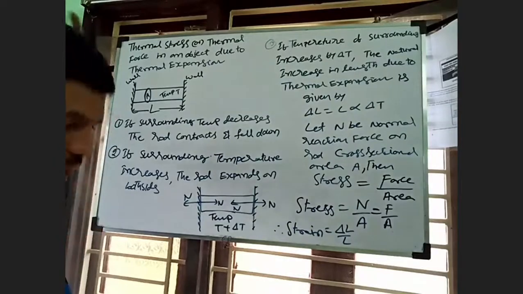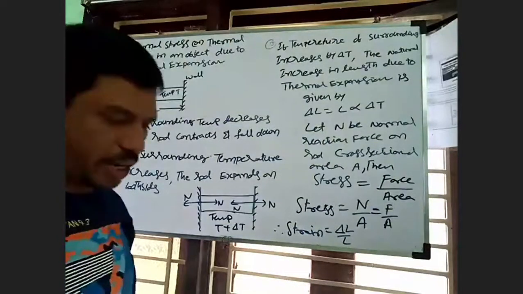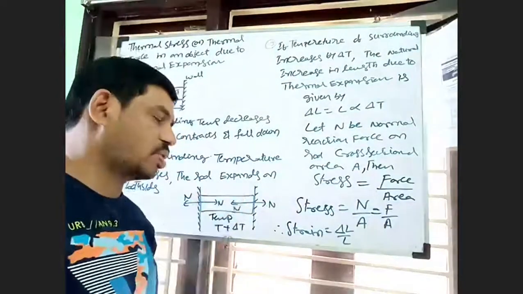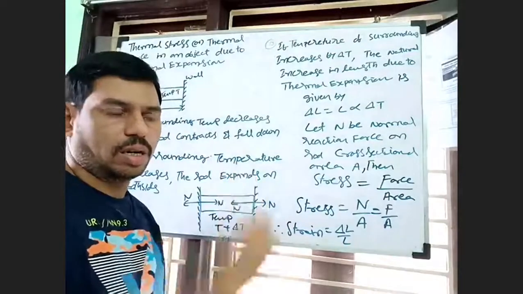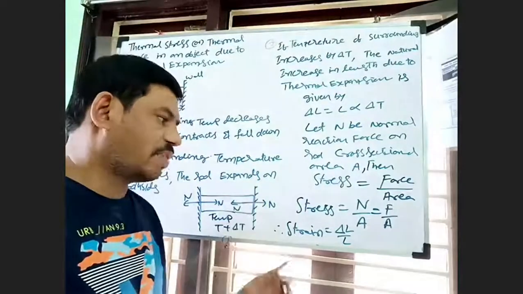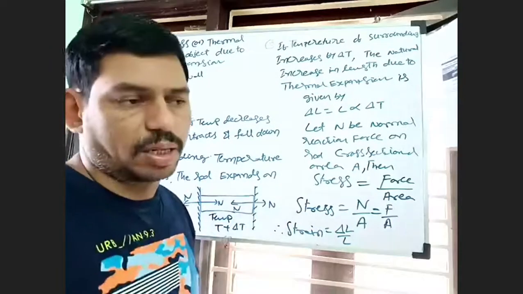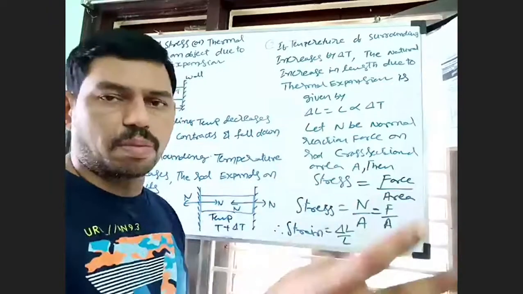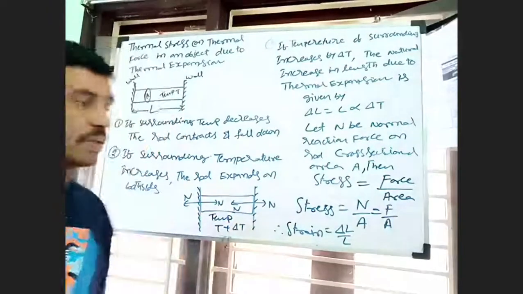So actually, in elasticity, stress is directly proportional to strain. Stress equals E into strain. E is the proportional constant, called the modulus of elasticity. Modulus of elasticity E is equal to stress by strain. There are three types of modulus: Young's modulus, rigidity modulus, bulk modulus. But in this chapter it is Young's modulus.